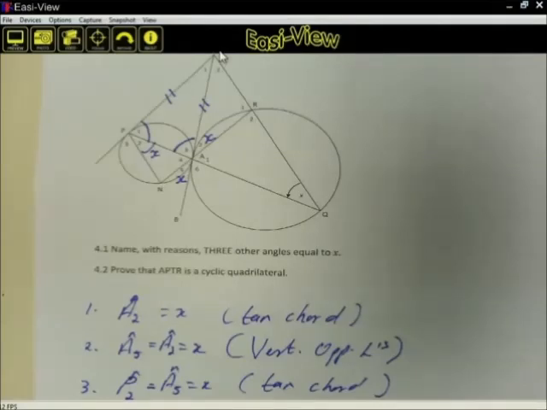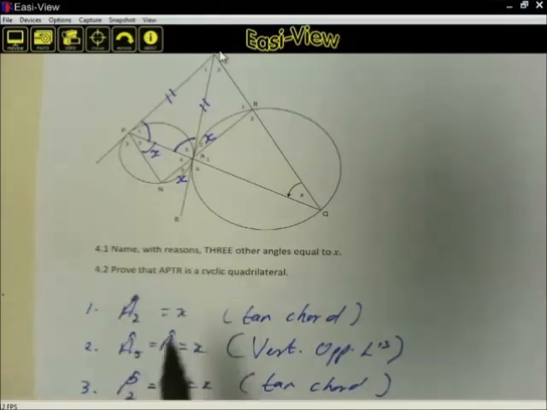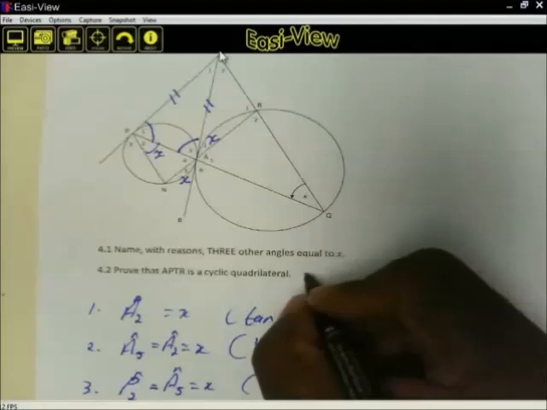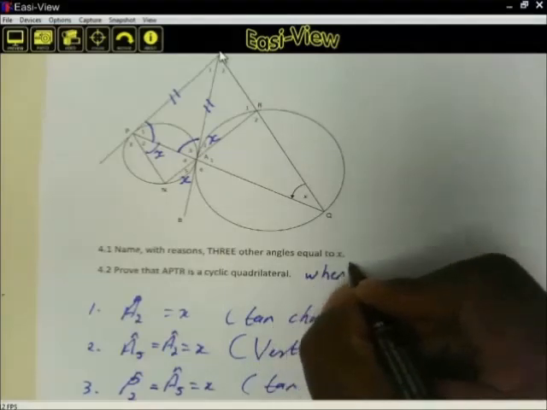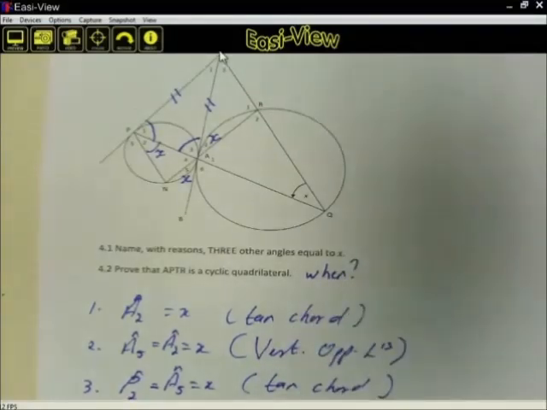You need to think hard and analyze the problem and see which way will be more appropriate this time. Every time the question says prove, ask yourself the question: when will whatever you are required to prove be true? For instance, if I have to prove that APTR is a cyclic quad, ask yourself: when will APTR be a cyclic quad?